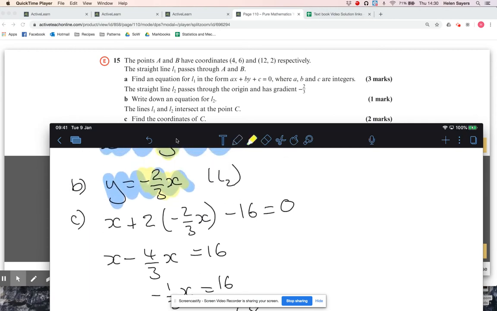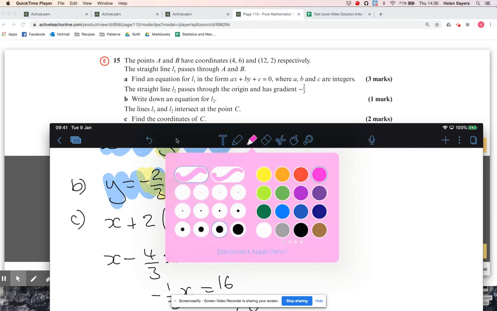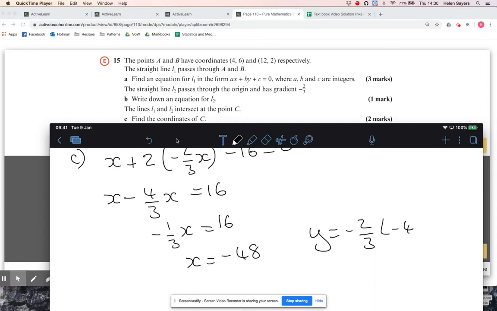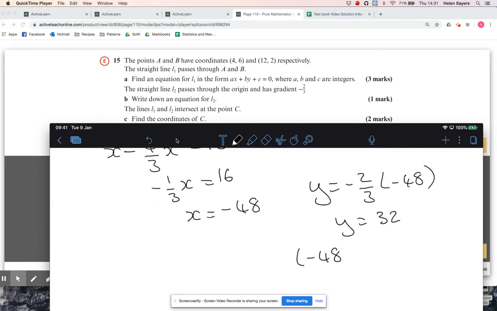So to find y, I'm going to go back to this equation. So y is minus 2/3 of x. So minus 2/3 of minus 48. So 1/3 is 16, 2/3 is 32. Okay, and it wants it as coordinates. So the coordinates would be minus 48, 32.